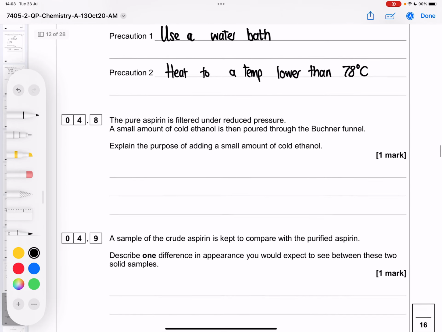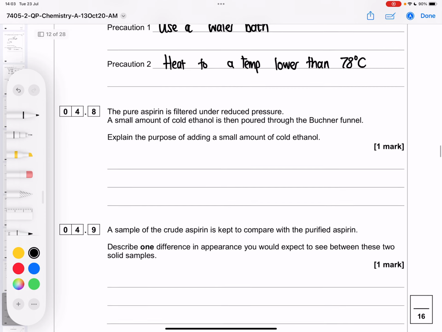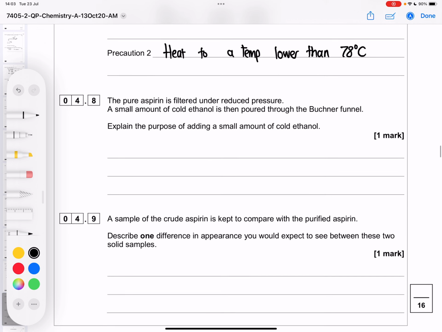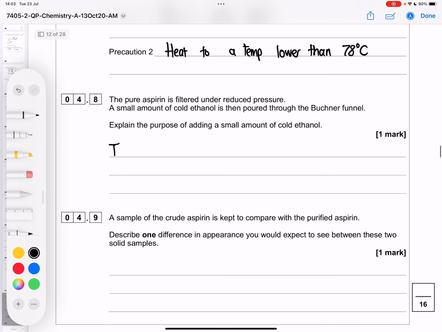The pure aspirin is filtered under reduced pressure. A small amount of cold ethanol is then poured through the Buchner funnel. Explain the purpose of adding the cold ethanol. Well, the cold ethanol is to rinse it and to remove any impurities that are soluble, that are in the liquid that surrounds our solid aspirin.